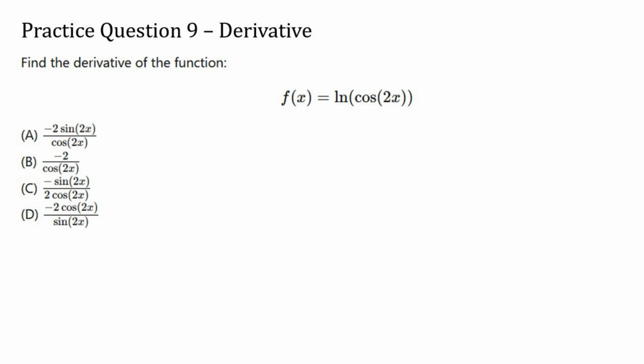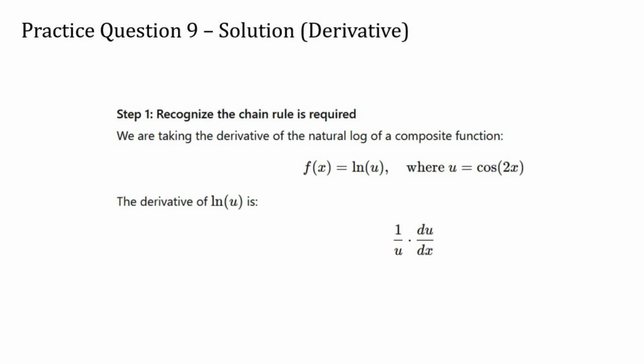Practice question 9. Find the derivative of the following function. To find the derivative of the function natural log of cosine of 2x, we begin by recognizing that this is a composite function. The outer function is the natural logarithm, and the inner function is cosine of 2x. Because this is a composition of 2 functions, we'll use the chain rule.